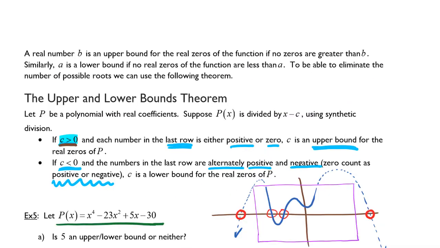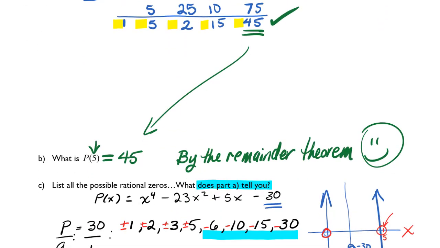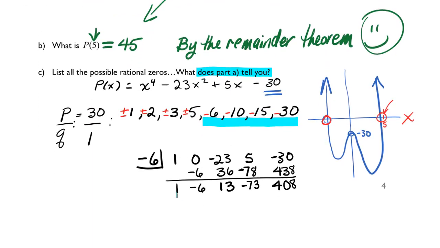Remember, the rule says if c is less than 0 and the numbers in the last row are alternately positive and then negative, c is a lower bound for the real zeros of p. So let's go back to where we were. I have positive, negative, positive, negative, positive. So this is alternating, which means that I can throw out everything smaller than negative 6.